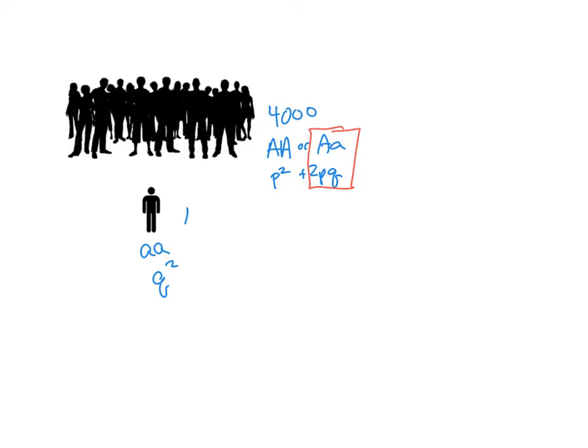Okay, so first we need to say, all right, can we solve for this right here? And the answer is no, not without some really complicated math. But this one seems pretty easy to solve. Q squared is 1 out of 4,000. To solve that, all we have to do is take a square root. So we'd take the square root of 1 out of 4,000, and that gives us 0.016.